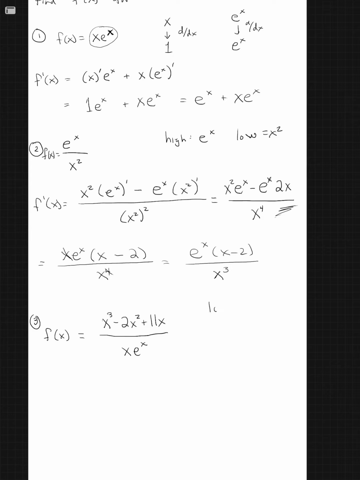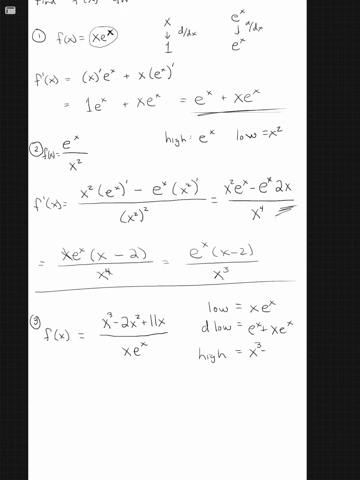Right, so low is x e to the x. High, whoops, I'm going to leave room. I'm going to put d low, right, because that's part of our rhyme. We actually figured that out up here. E to the x plus x e to the x. Right, high is x cubed minus 2x squared plus 11x.